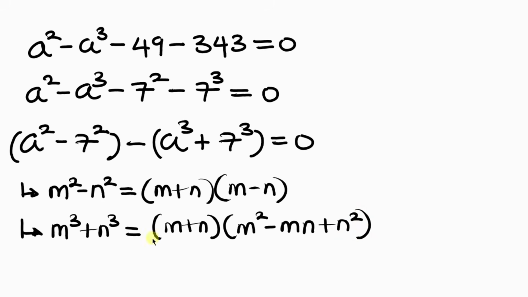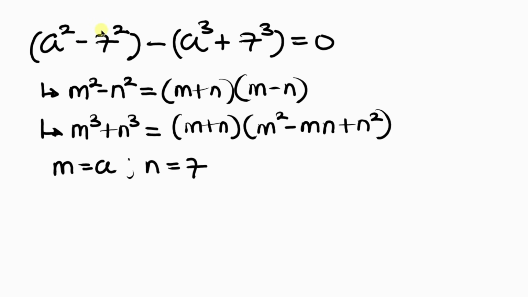Good. Now we're going to do some comparison here. We are saying that our m represents a, while n represents 7. So writing this and this in terms of their identities will be, for difference of two squares, we have m plus n. So m is a, plus n is 7 in a bracket, then times m minus n. So a minus 7. Good. And then we have minus, so minus.